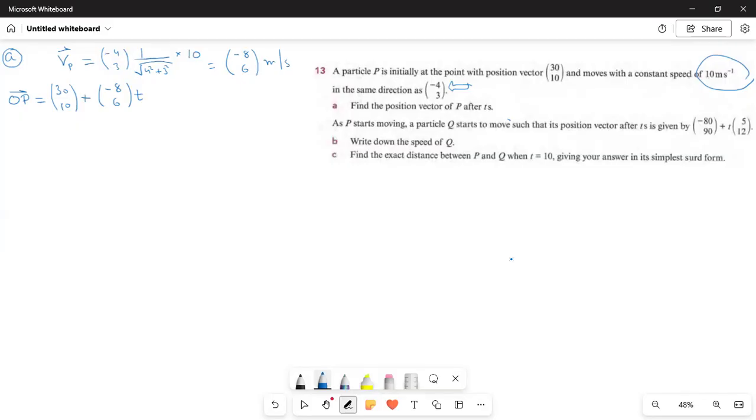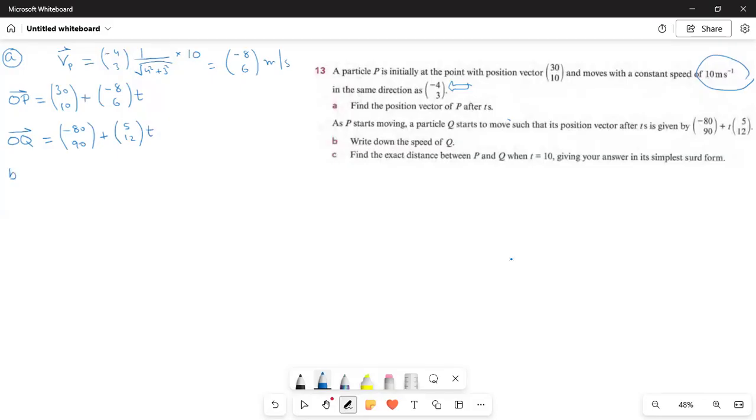Okay, now as P starts moving, a particle Q starts to move. So now we know that the position vector of another particle, OQ, is given by (-80, 90) plus (5, 12) t, right? This is the position vector of another particle Q.